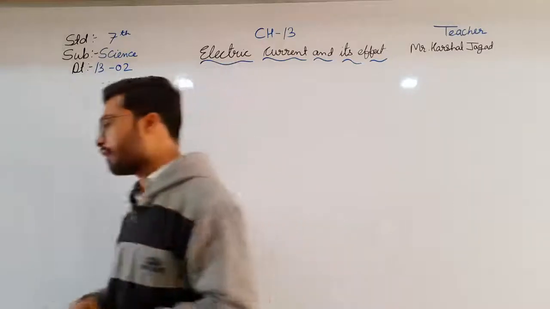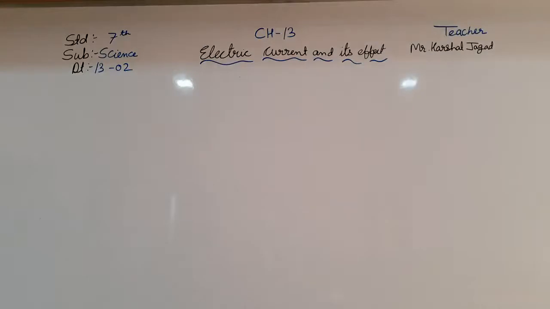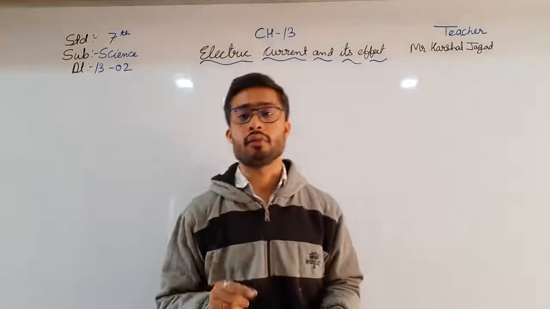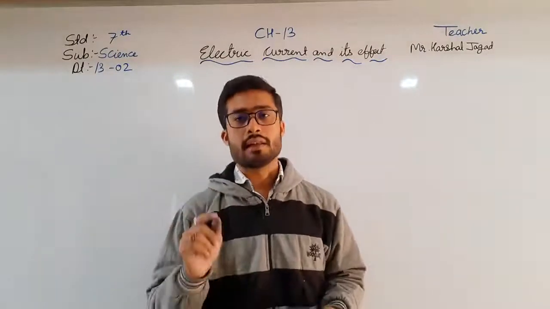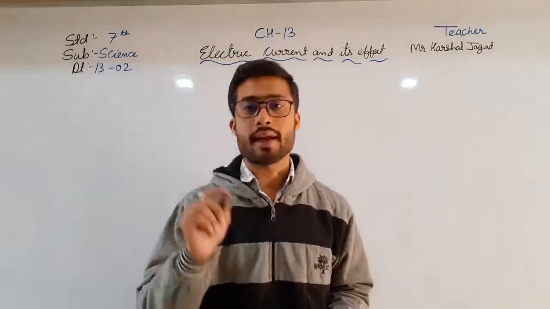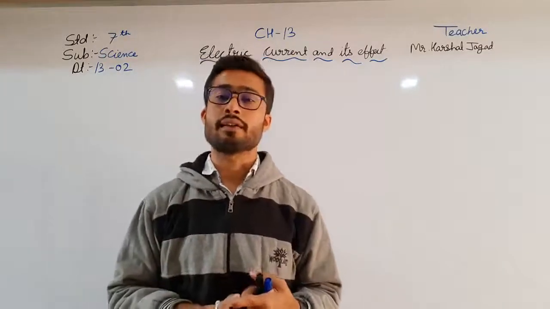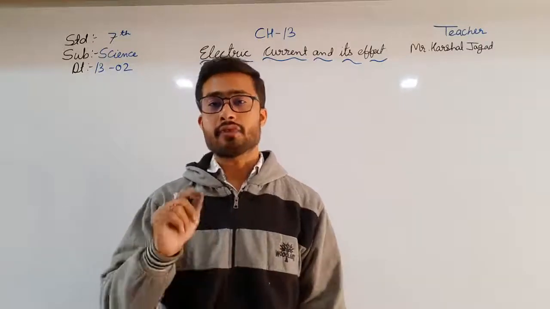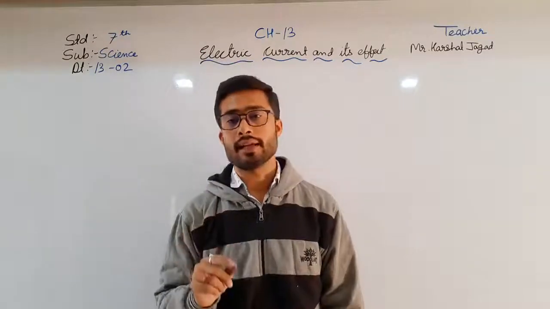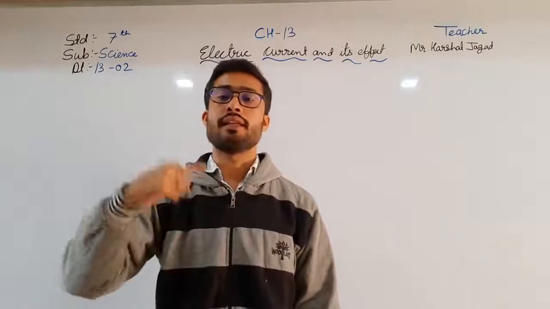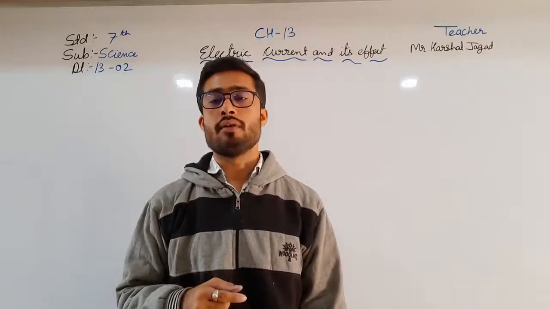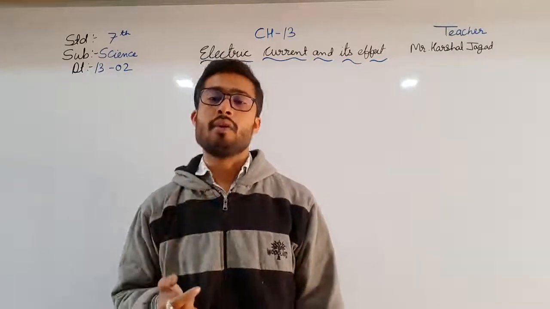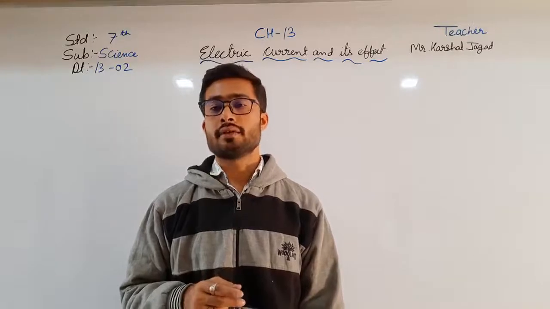The first one: an electromagnet acts like a magnet only when the electric current is flowing through the wire. The electromagnet will only act like a magnet when the electric current is flowing through the wire. The second one: the magnetic strength of the electromagnet will depend upon the number of turns of the wire wound on the bar. Okay, the magnetic strength will depend upon it.